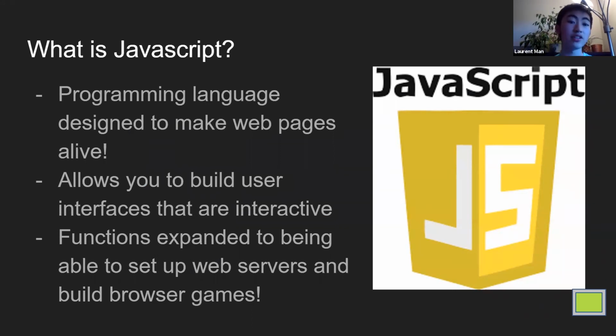So what is JavaScript? JavaScript is a programming language designed to make web pages alive. This allows you to build user interfaces that are interactive, meaning you click a button and the page should respond in some way. Functions can be expanded to set up web servers, which I'll cover later, and it can also be used to build browser games.